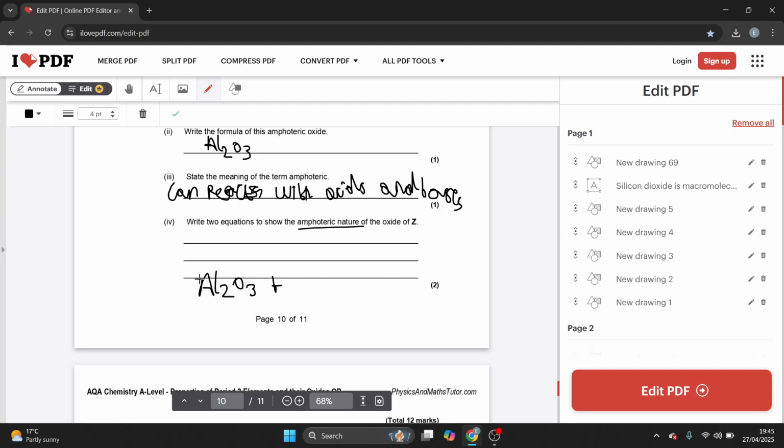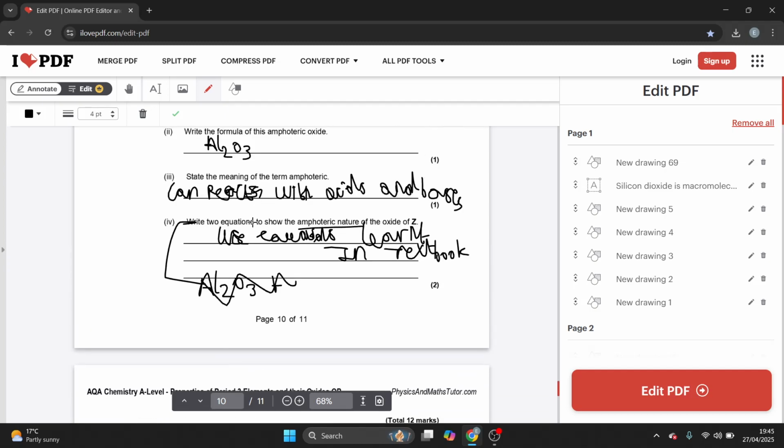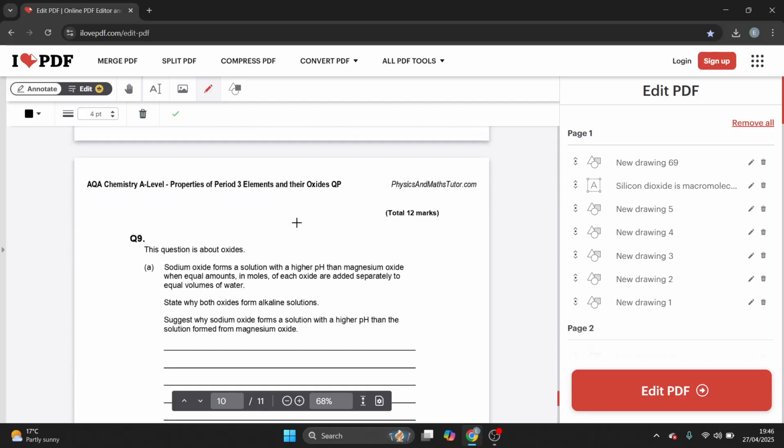So I'm going to leave this part out. You guys can use equations learned in your textbook. You should have at least 2 equations in your textbook, one for acid, one for base, and you just use any of them. Don't need to go through that because it's just recalling your 2 equations. Whatever equations you want to use, you can use for this. So that's why I'm going to leave this out.